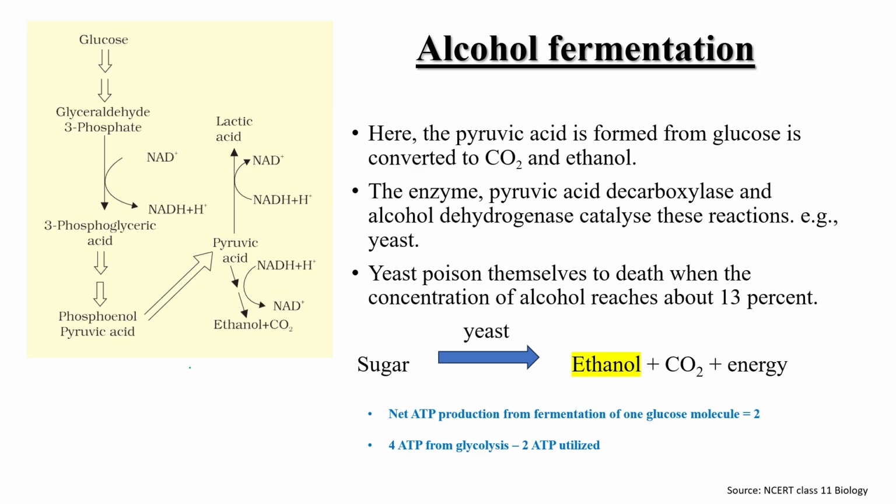As you can see in this particular pathway, these are the steps of glycolysis. Glucose first converts into glucose 6-phosphate, then fructose 6-phosphate, then fructose 1,6-bisphosphate, then 3-phosphoglyceric acid, then phosphoenolpyruvate, and then this is the final product, pyruvic acid, which is a 3 carbon compound, right? And when this pyruvic acid gets converted into ethanol, that is a 2 carbon compound, and it releases 1 carbon dioxide, meaning decarboxylation occurs, then this is known as alcohol fermentation.